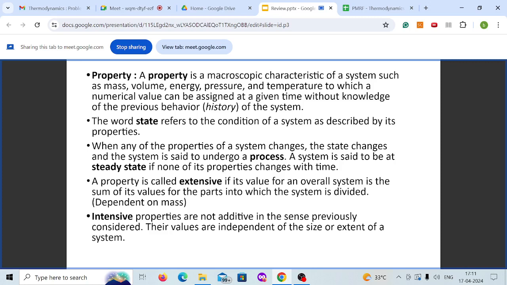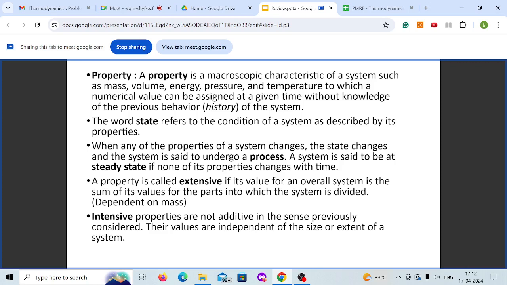The word state is like how the system is at the current point, and that defines the system. That is called a state. So state refers to the condition of a system as described by its properties. For any state you will have certain properties, and that defines the system. When any of the properties of the system changes, the state changes and the system is said to undergo a process. So if the values of the properties change, that means your system is undergoing a state change, or it's undergoing a process.